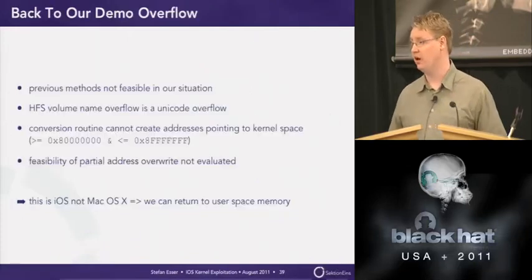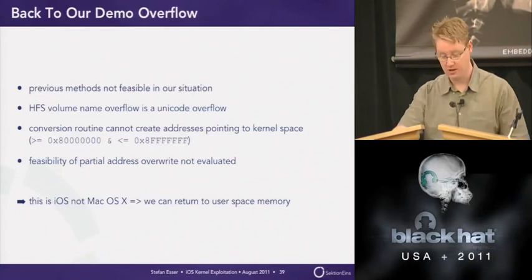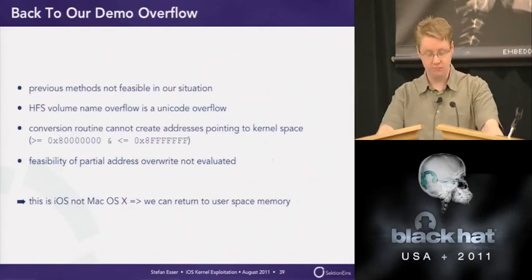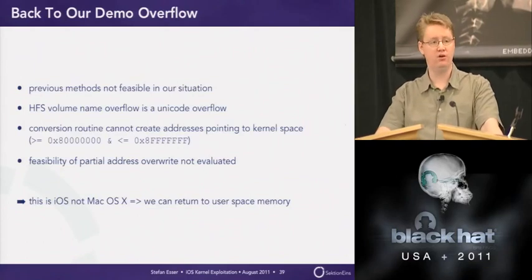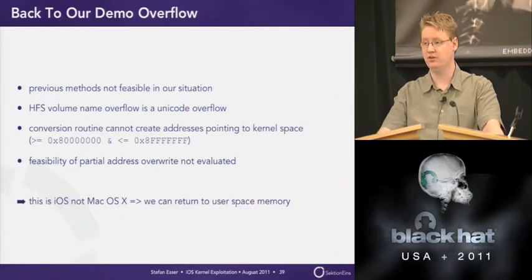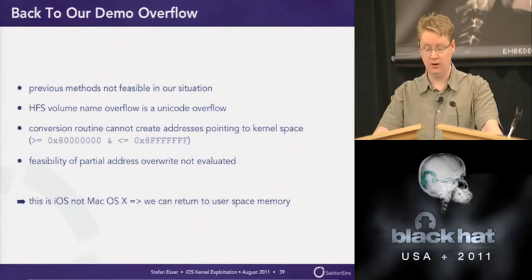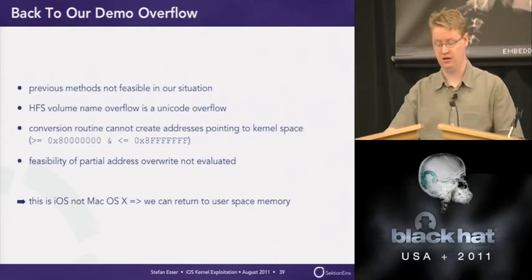The problem here is that in our demo bug, we cannot do that because it's a Unicode conversion overflow. And the conversion routine doesn't allow us to write addresses in the kernel code space. So we cannot just return there. So we need something else. I also thought about a partial address overwrite, which would be possible here, but you would still be very limited, and it's very unlikely that you can do something with it.